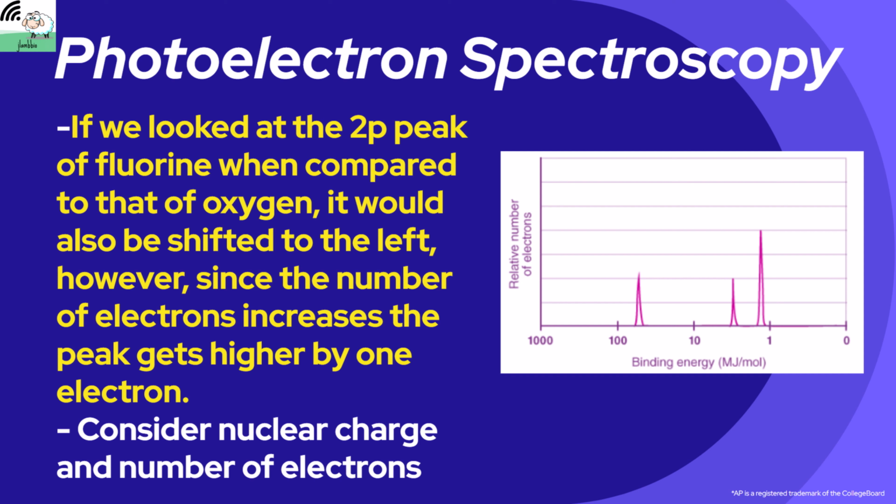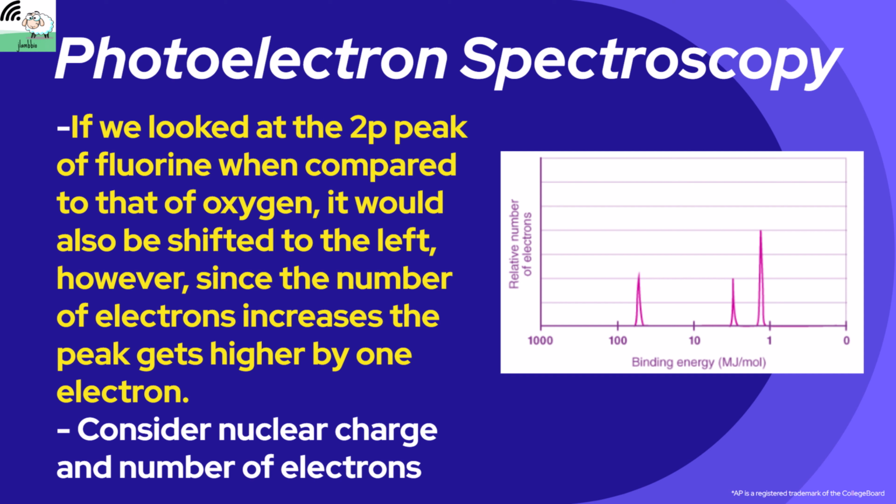However, the outermost sublevel of an electron configuration changes based off of the element that you're looking at, right? Oxygen ends in 2p4, whereas fluorine ends in 2p5. Well, that means that we're still going to shift it over to the left just a little bit. However, we're also going to increase the peak of the graph by 1 because we're increasing the total number of electrons in that sublevel.